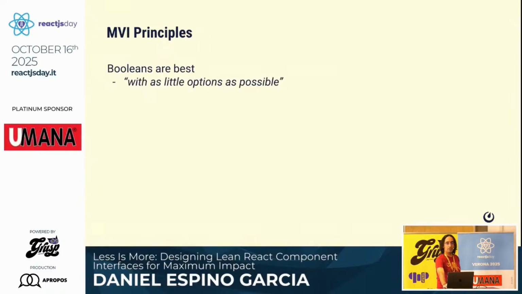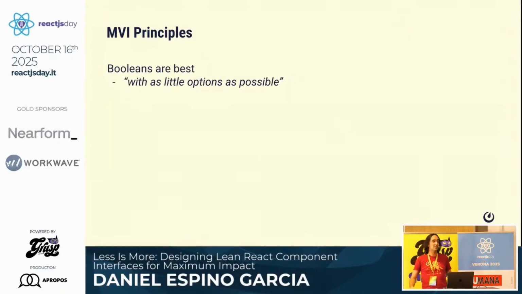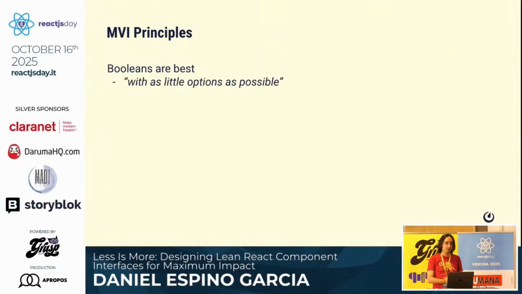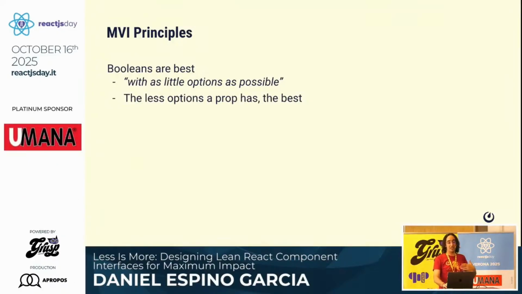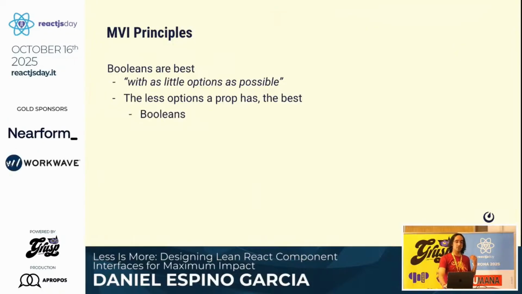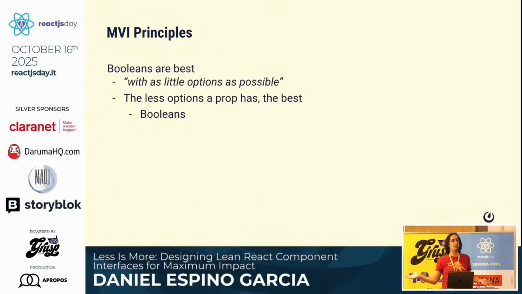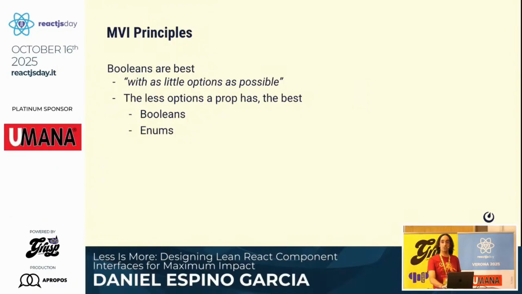Next one is Booleans are best. And this goes back to having as few options as possible. Booleans are the best because there are only two options, true or false. It's really easy to understand. It's really easy to reason about. So Booleans are the best. The fewer options the prop has, the better. Not everything can be solved with Booleans. Well, everything can be solved with Booleans, computers are just Booleans all the way down. Either way, sometimes you want something more complex.